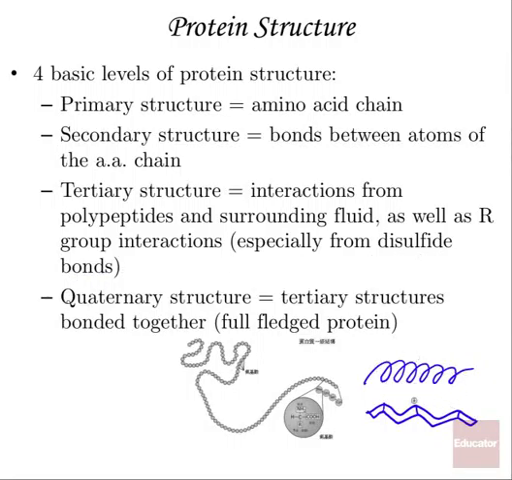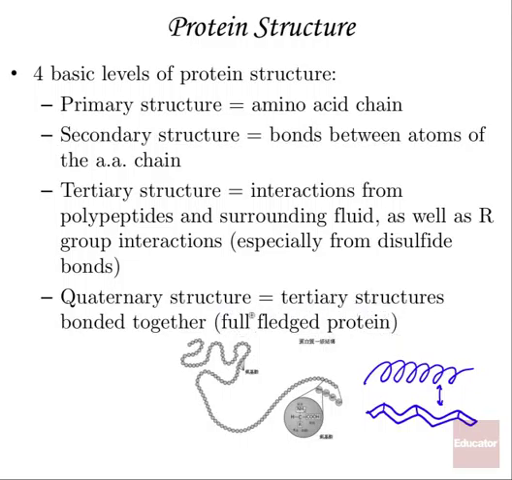So if we had these two attached to one another and there was sulfur helping connect them, that's how you would get this disulfide bond between the secondary structures to make the tertiary structure. And finally, taking tertiary structures and putting them together, you get a full-fledged protein.